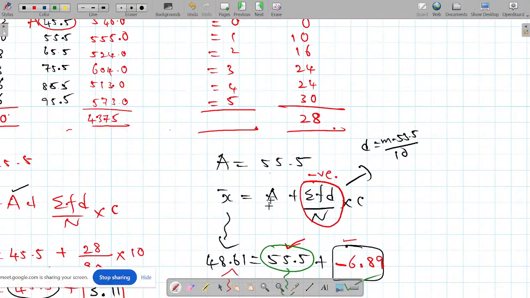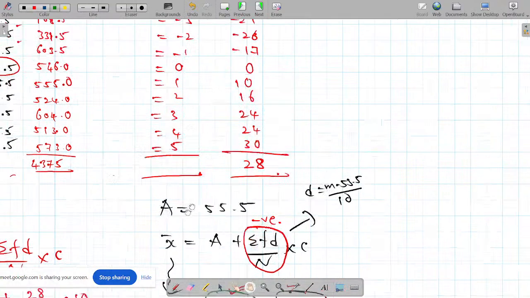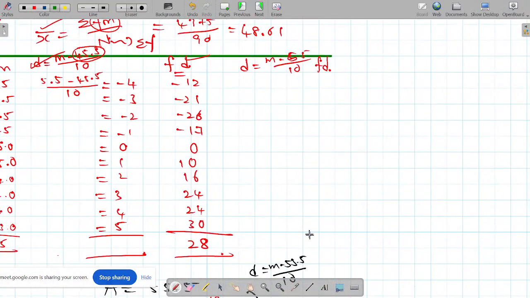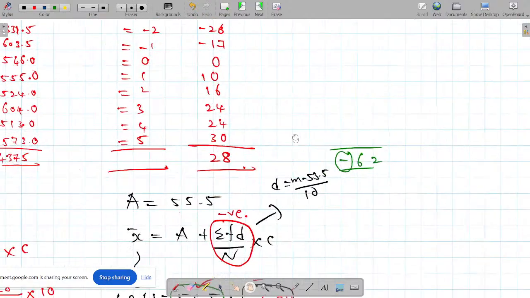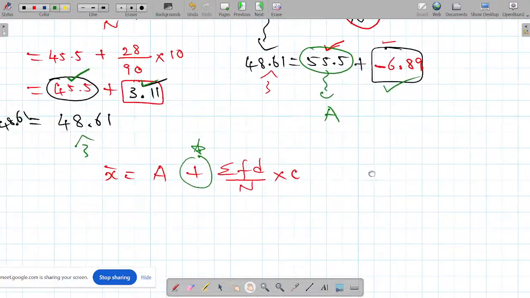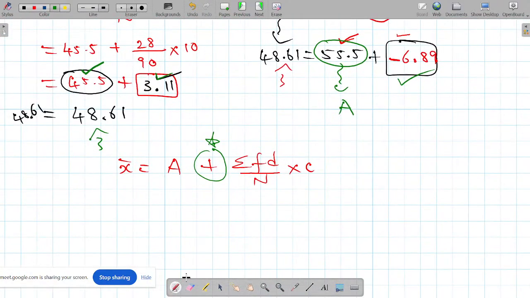What was this value? This full summation FD value, minus, you're getting a negative value. In the formula, I have plus, but I may get a deviated value, and this deviated value is because of n. This minus is because of n.